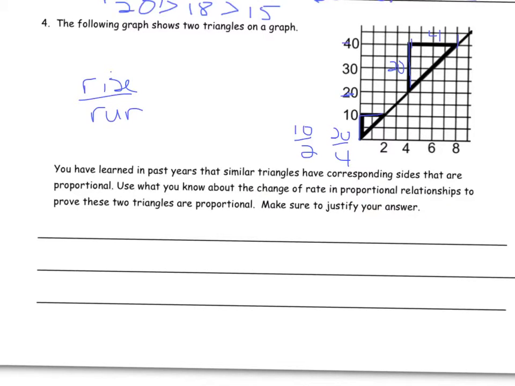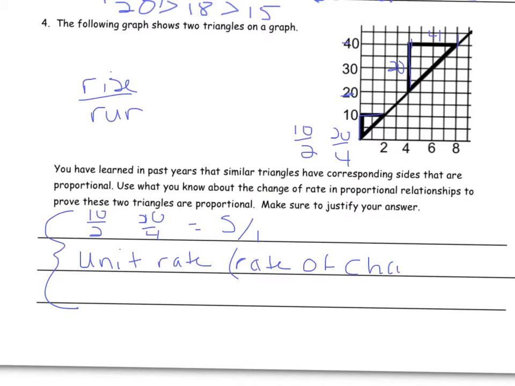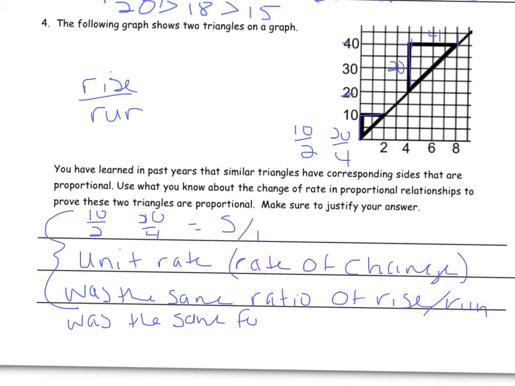So we needed to pull that out, and then over here in your justification, you needed to put, and don't just copy what I'm doing because I am going very fast here, you needed to put in words that the unit rates, or you could have put the rate of change, was the same, or something about the ratio of rise to run was the same for both, 5 to 1.